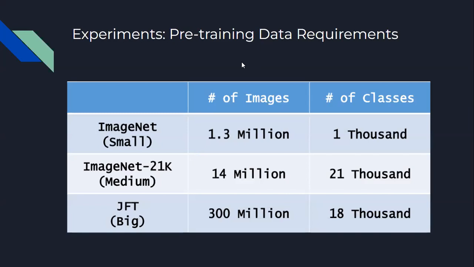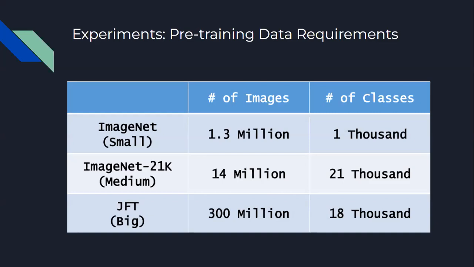These are the data sets which they have used for the pre-training. One is the ImageNet small data set. The other one is the ImageNet large data set, and the JFT data set. The smaller ImageNet has 1.3 million images, and the large one is 14 million, and the JFT 300 million. And the classes: 1,000 classes in the small data set, and 21,000 and 18,000 in the JFT data set. The JFT data set, which they have used, is Google's private data set, which is not available to the public.